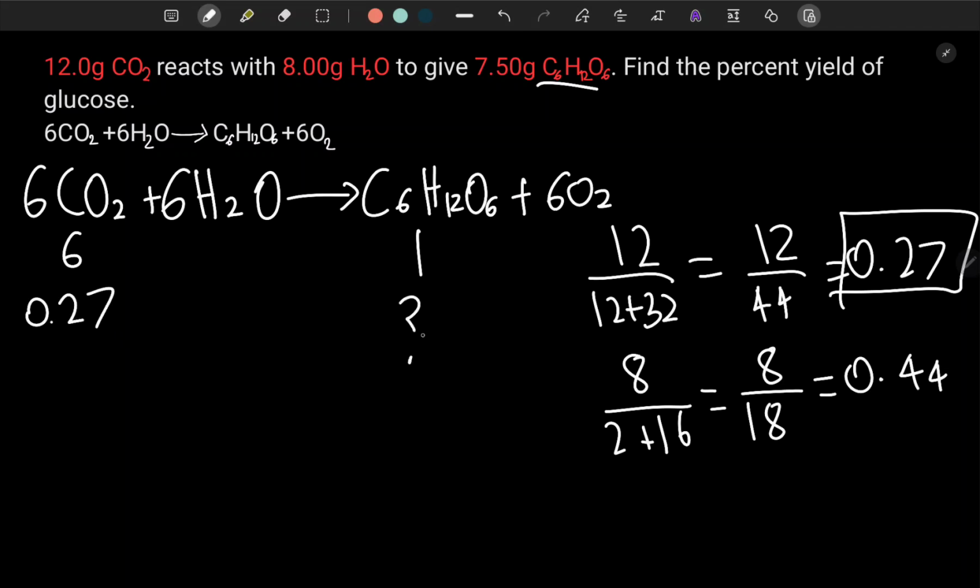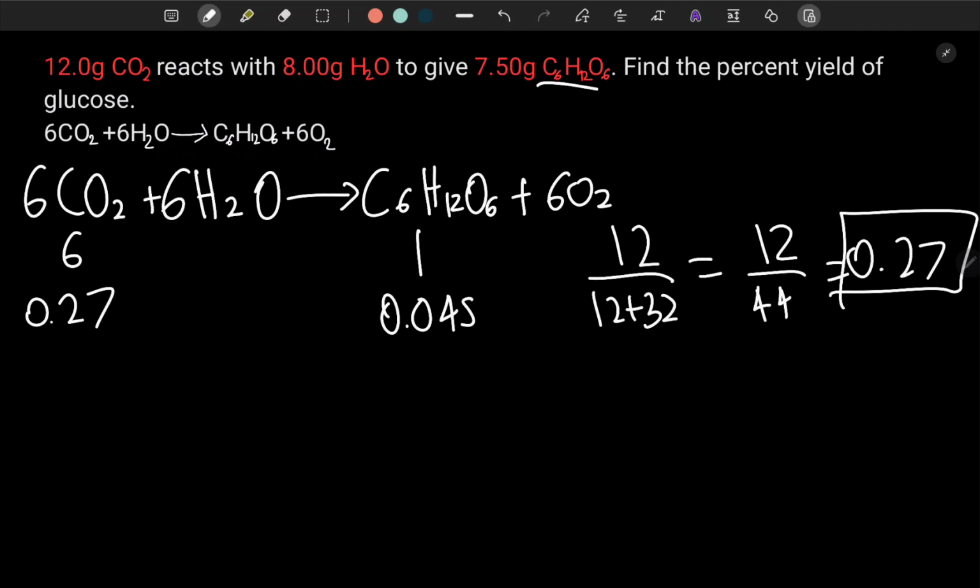And now we know the moles of CO2, which is going to be 0.27, and we need to calculate X over here. So I'm going to write X here, and now you can cross multiply to find X. So it's going to be 1 times 0.27 divided by 6 here, and this is giving us 0.045. So this is X, 0.045.